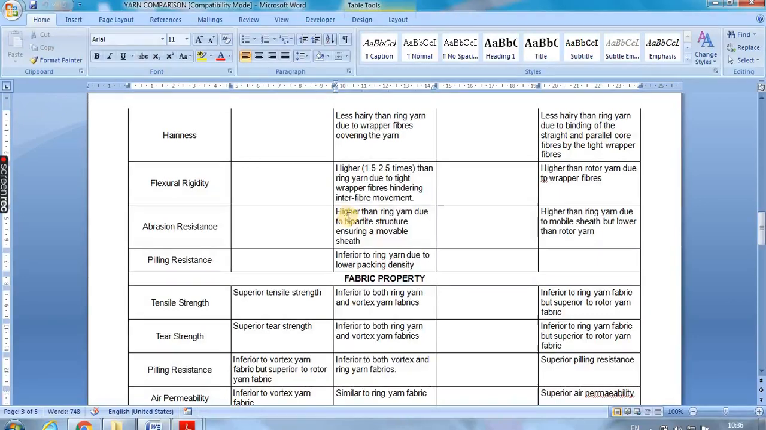Consider a situation where the outer fibers are also very tightly twisted like in a ring yarn. When you are abrading the ring yarn, the outer fibers will easily break because there is no mobility in the fibers. But in the case of rotor, the outer fibers are free. When you are abrading, the fibers will try to move outward and distribute the load to the other fibers, so it can withstand more abrasion, right? So the rotor yarns are more abrasion resistant compared to ring.